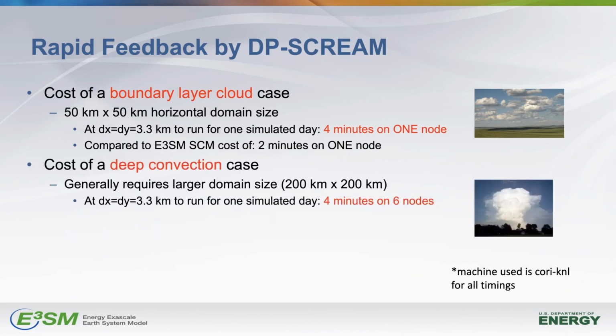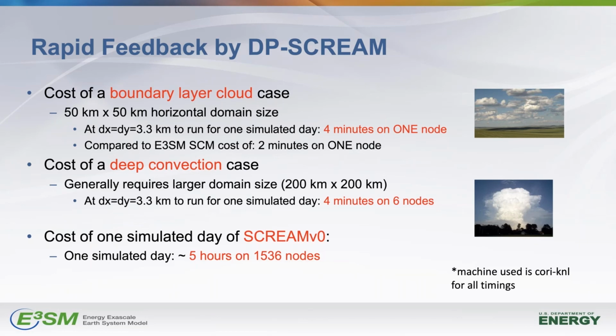Now, for deep convective cases, this regime typically requires a larger domain in order to adequately capture the processes and circulations and organization. For this timing, we will go with a 200 by 200 kilometer domain, which is fairly standard for most of our deep convective cases, radiative convective equilibrium excluded, of course. And at the standard Scream resolution, we can get one simulated day in 4 minutes on 6 nodes. While this is certainly more expensive than a single column model, this is still chump change. And this is still a drop in the bucket when we compare it to the cost of Scream v0, which takes 5 hours on more than 1,500 nodes to get one simulated day.